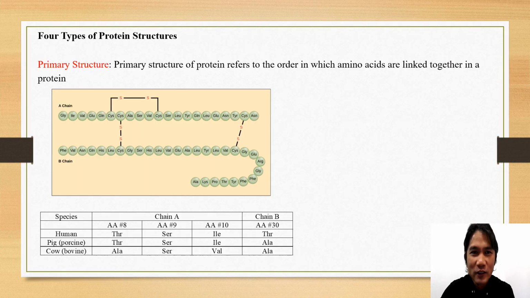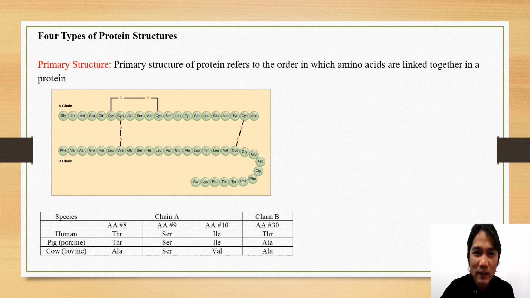So today, I'm going to discuss with you the 4 types of protein structure. In some other authors or in some other textbooks, they call it 4 levels of protein architecture, or 4 levels of protein design. So here, the 4 types of protein structures are the following.